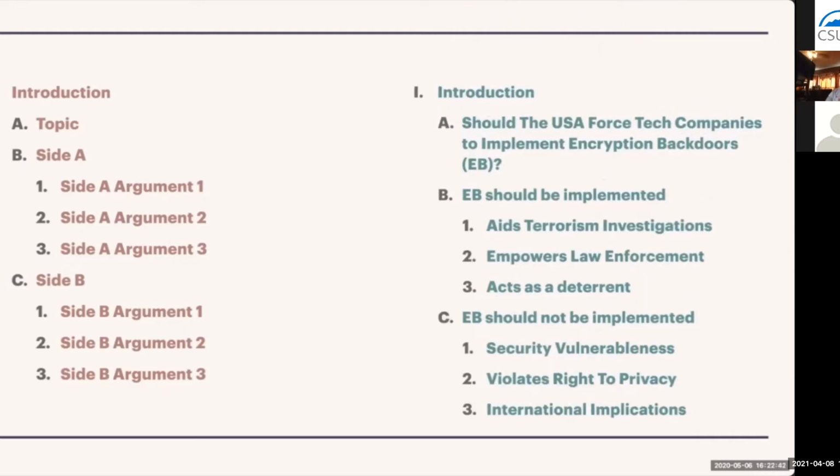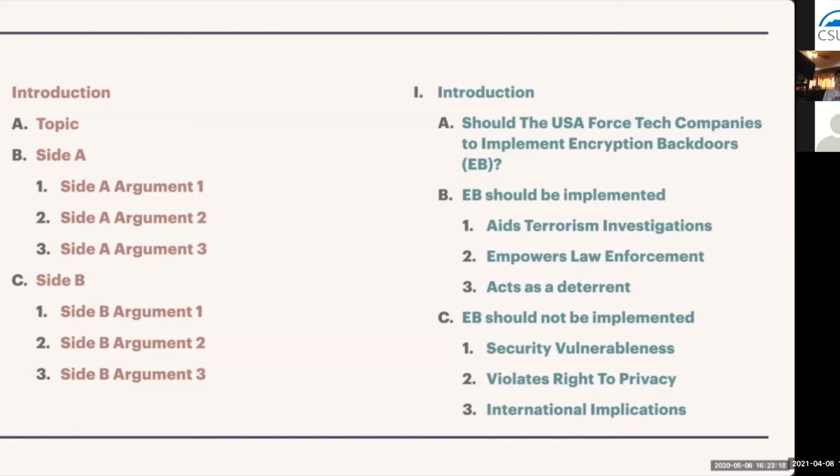So let's look at the question of, should the United States force tech companies to implement encryption backdoors? Interesting question. So let's look at the two positions being observed and what the arguments are for each. Encryption backdoors should be implemented. Well, the arguments there are, it aids terrorism investigations, empowers law enforcement, and acts as a deterrent. Or encryption backdoors should not be implemented because of security vulnerabilities, violates right to privacy, and international implications.